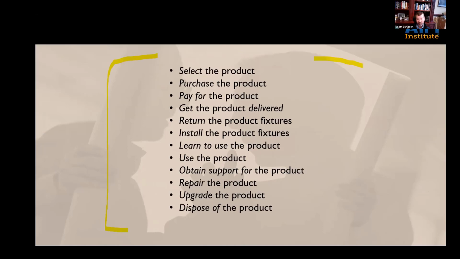It's not a complete list by any means, but say this is a typical list of consumption jobs you might have. None of these have anything to do with changing the product. We could even have sutures written in there: select the sutures, purchase the sutures, pay for the sutures, get them delivered. Some of these will make more sense than others. Return them, install the product, learn to use the product, use it, obtain support, repair, upgrade, and dispose of.